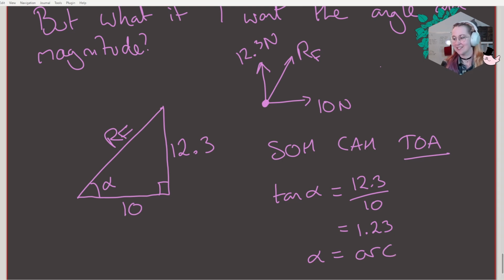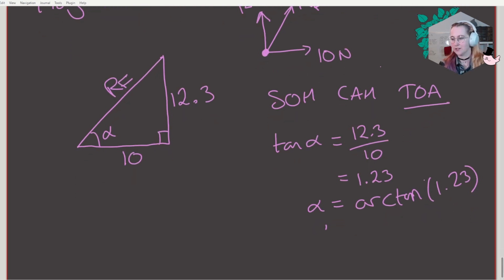Okay, so the angle is arctan of 1.23. So that is going to give us an alpha of 50.8, which is actually 50.9 because I'm going to round up to degrees. Okay, so that is our angle.